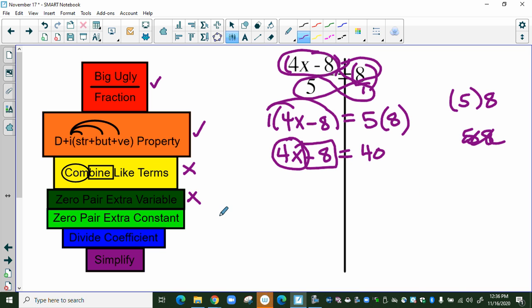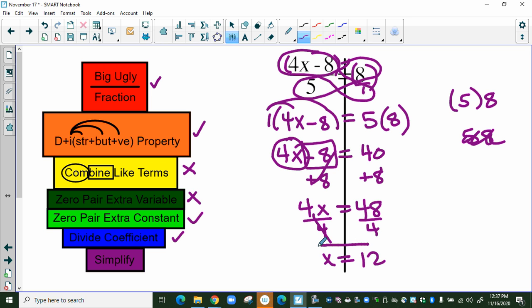I do not have an extra variable. I have an x here, but there's no x on the other side, so I can skip that. I do, however, have the extra constant, this -8, so I'm going to 0 pair that like this. Then I'm going to divide by my coefficient, and I'm going to simplify and get 12. That is how we handle the big ugly fraction.